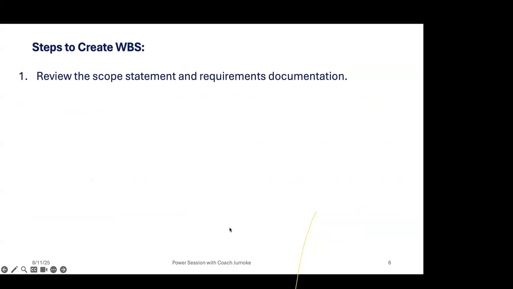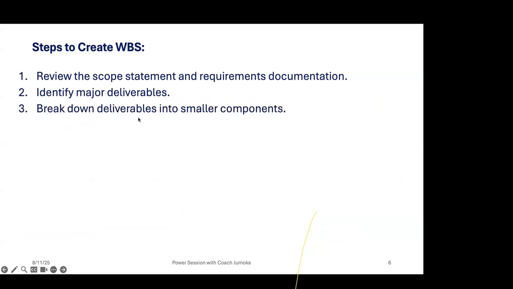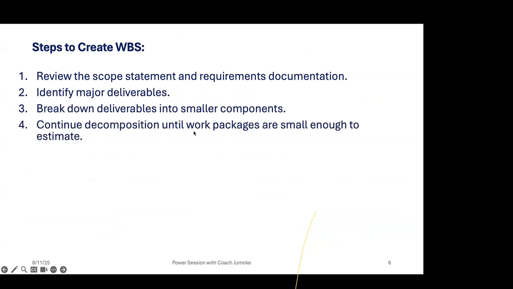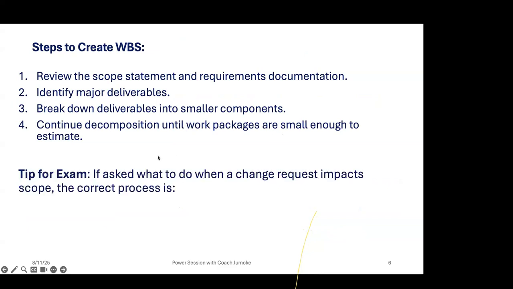How do you create a WBS? You review the scope statement and requirements documentation. The requirements documentation is what you have gotten from the stakeholders. Then you identify major deliverables. You break down deliverables into smaller components. You continue the decomposition until work packages are small enough to estimate.